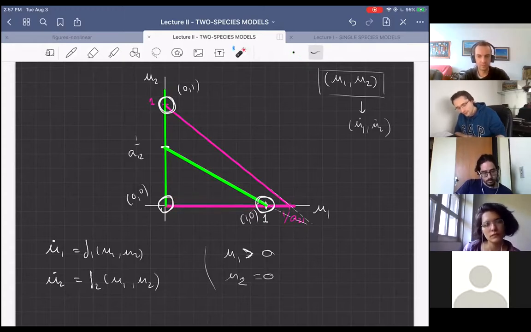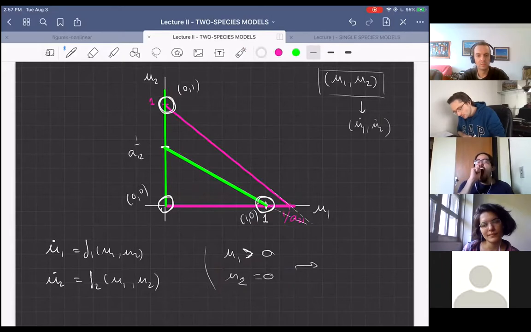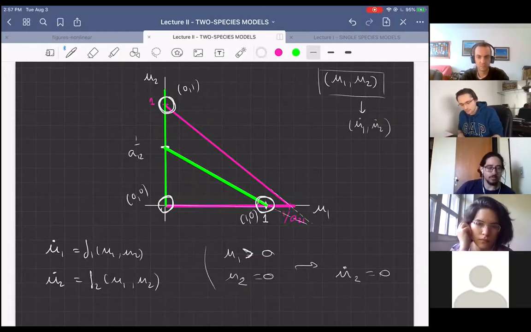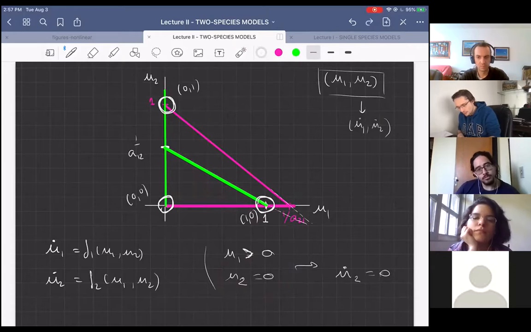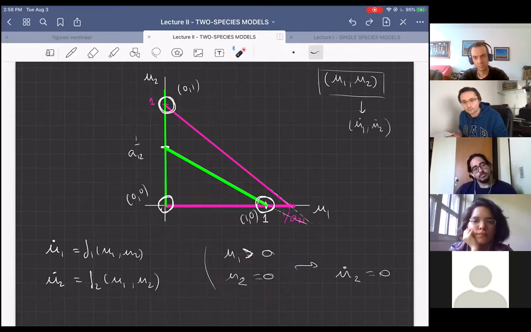If U2 is equal to 0, I already know, because of the definition of nullcline, that's why I chose these values, to cheat a little bit. I already know that the derivative of U2 is equal to 0, right? Because it's a nullcline, it doesn't change. I'm on this line. It's a nullcline for U2. U2 doesn't change. But what happens with U1?